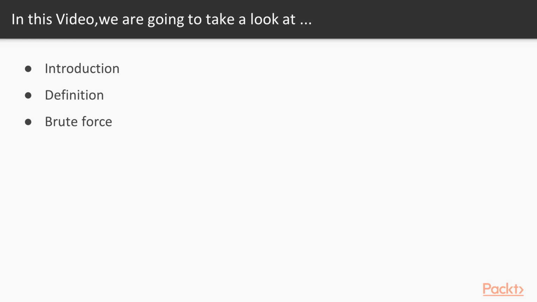First, we will introduce the problem through an example. Next, we will give a more formal definition of the problem. Finally, we will solve it using a simple, however slow, brute force approach.